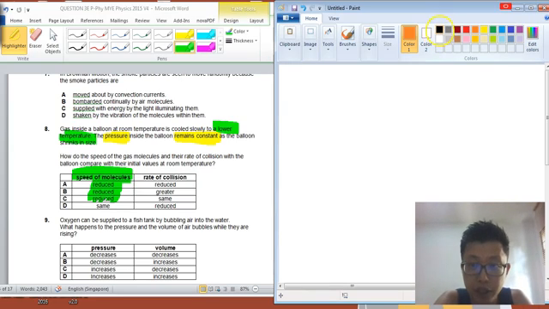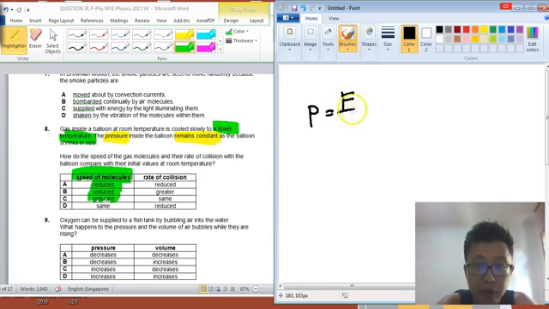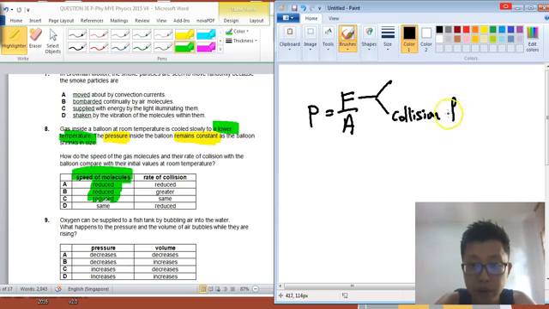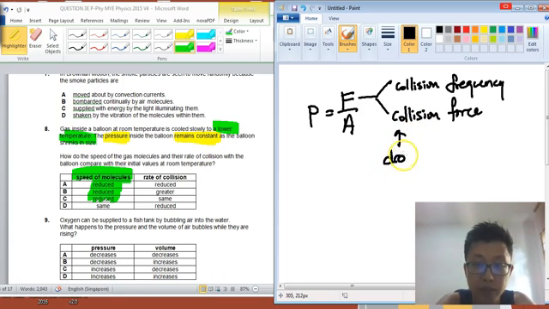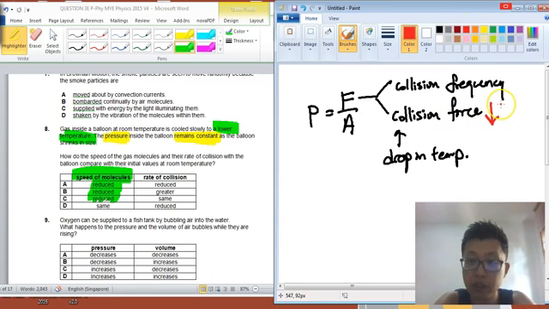Now the rate of collision is a little bit more indirect. You need to deduce it. So let's look at the screen. We know that pressure is given by force over area, and this force has two components. Number one is the collision force. The other one is your collision frequency. In this case, your collision force is being affected by a drop in temperature. So when you have a drop in temperature, the speed decreases and hence your collision force will decrease.